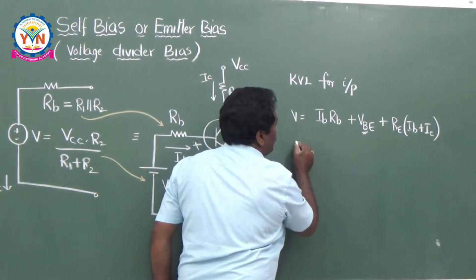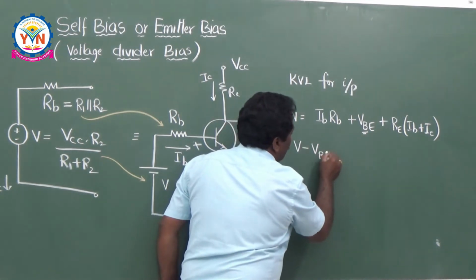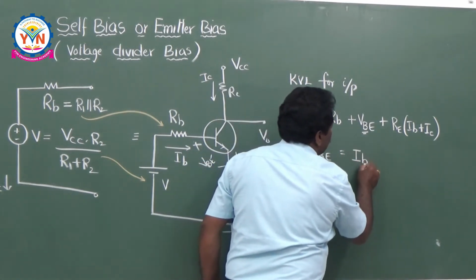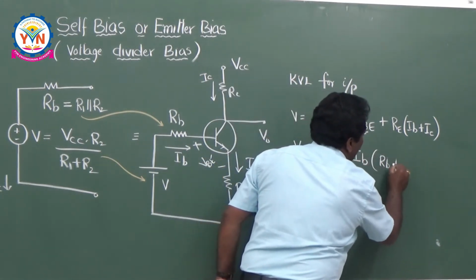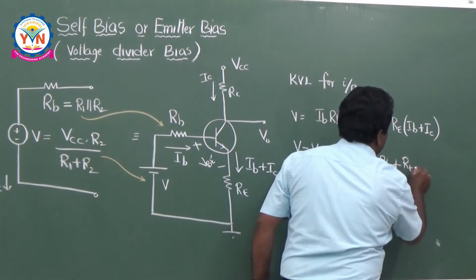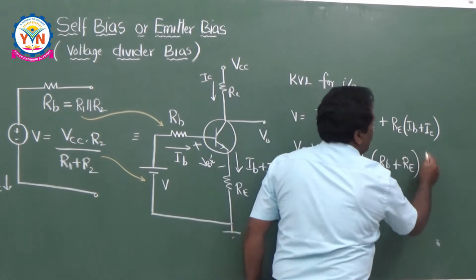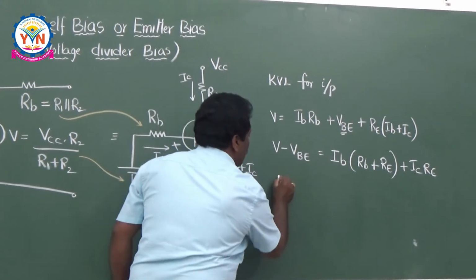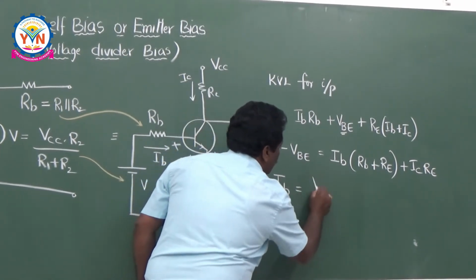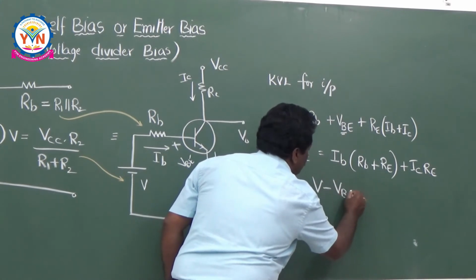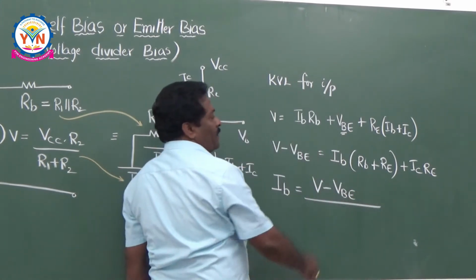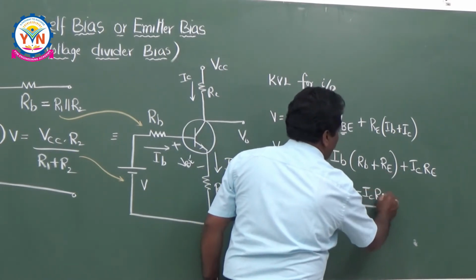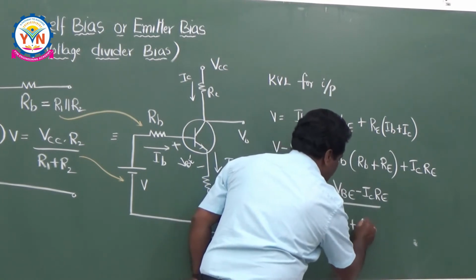So I can say that V minus VBE is equal to, I can take IB as common, IB into RB plus RE, plus IC into RE. Then I want the base current IB, which is equal to V minus VBE minus IC RE divided by RB plus RE. This is the base current.